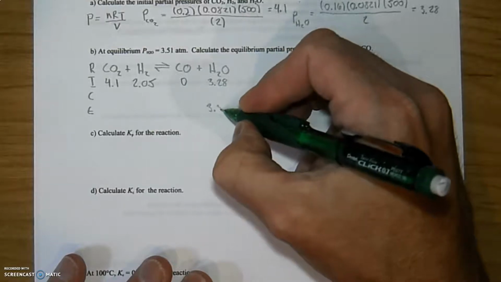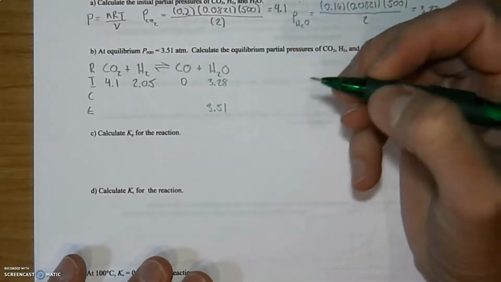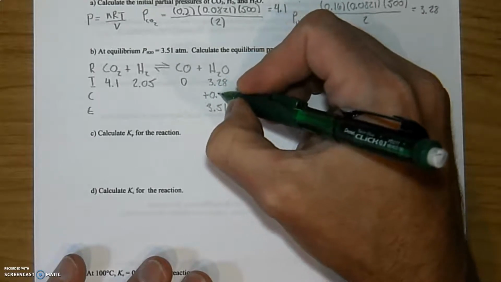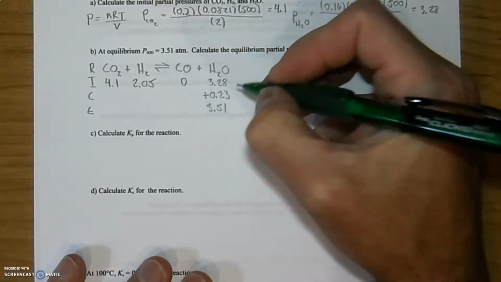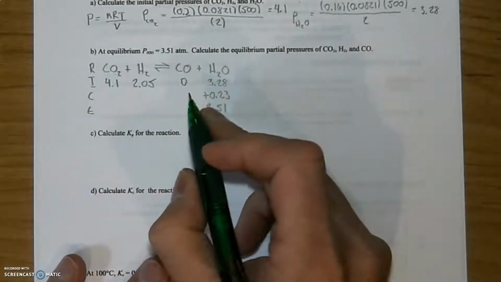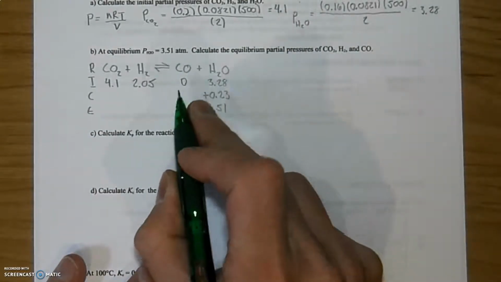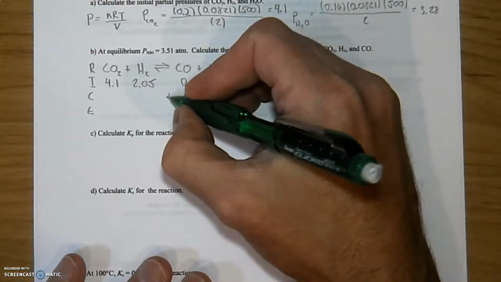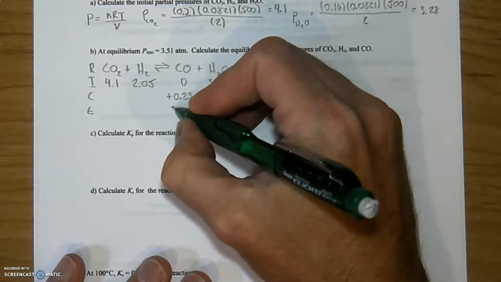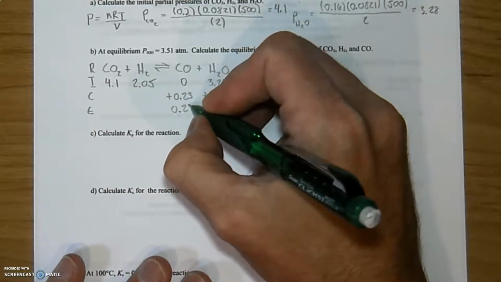So it changed. And by how much? Well, it looks like it went up by about 0.23. And for the fact that this went up by that, and it came from the reactant side, this has to be the exact same value that it went up by. And then I continue that value, of course, at equilibrium.